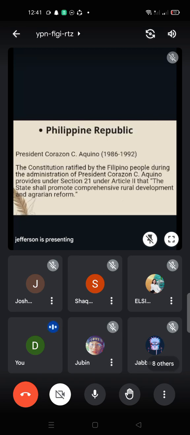President Corazon C. Aquino, 1986 to 1992. The Constitution ratified by the Filipino people during the administration of President Corazon C. Aquino provides under Section 21 of Article 2 that the state shall promote comprehensive rural development and agrarian reform.